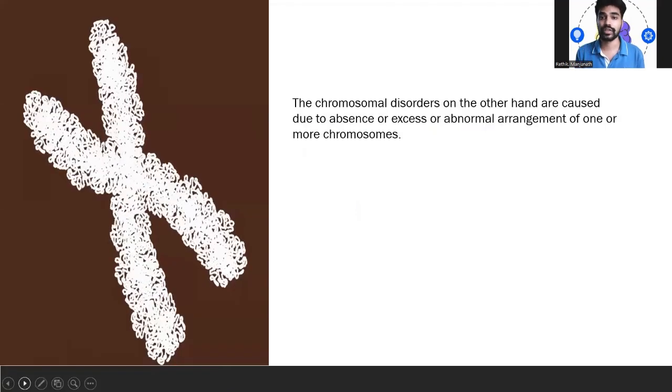So moving on, we know that chromosomal disorders are caused by the absence, excess, or abnormal arrangement of one or more chromosomes. In each individual organism, the chromosome number varies. We have a specific number of chromosomes in human beings, right? 46 chromosomes. If there is an absence of one chromosome, or an addition of one chromosome, or if the arrangement is abnormal, this will lead to what?